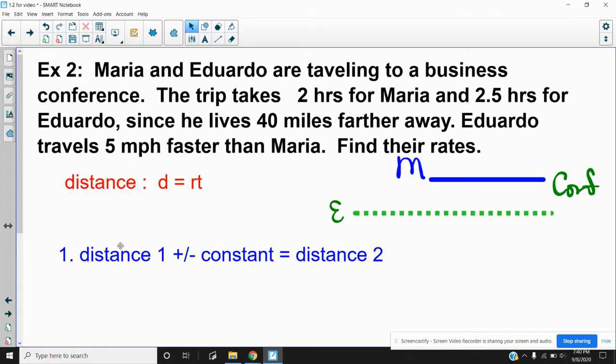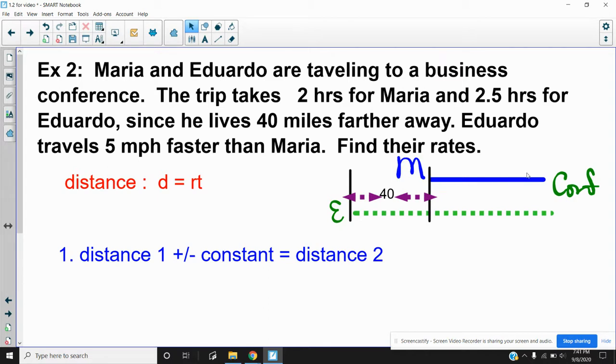I'm going to take one of the distances and add or subtract some value and set it equal to the second distance. So if we look at what we have, we notice that because the problem says that Eduardo is 40 miles further away, we know that from where Maria starts to where I have Eduardo starting, that's got to be a distance of 40 miles. So we can set this up one of two ways.